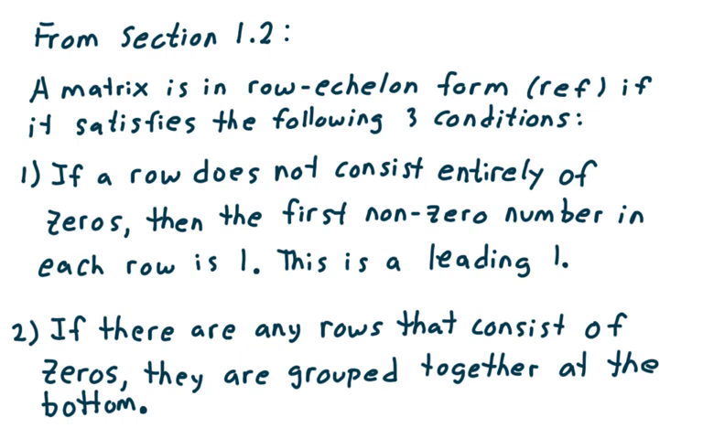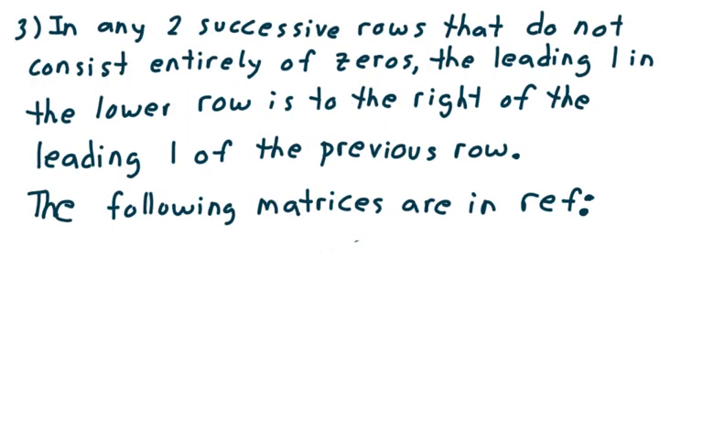Number two, if there are any rows that consist entirely of zeros, they are grouped together at the bottom of the matrix. Number three, in any two successive rows that do not consist entirely of zeros, the leading one in the lower row is to the right of the leading one of the previous row. The following matrices are in row echelon form.